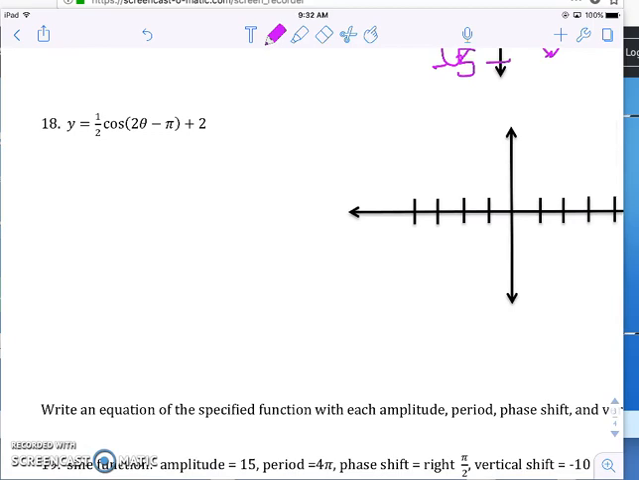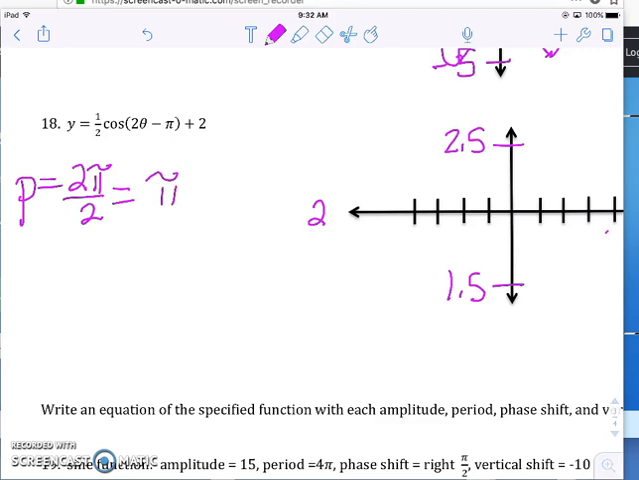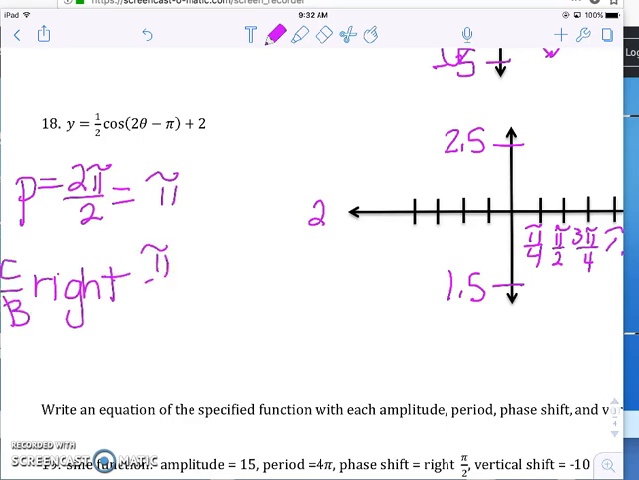18. Let's see. Midline is 2, amplitude is 2.5. So we have 2.5, 1.5. Period equals 2 pi over 2, which is pi. So then we have 1 pi over 4, 2 pi over 4, 3 pi over 4. Our phase shift is going to go to the right since it's a minus, C over B. So that's pi over 2.